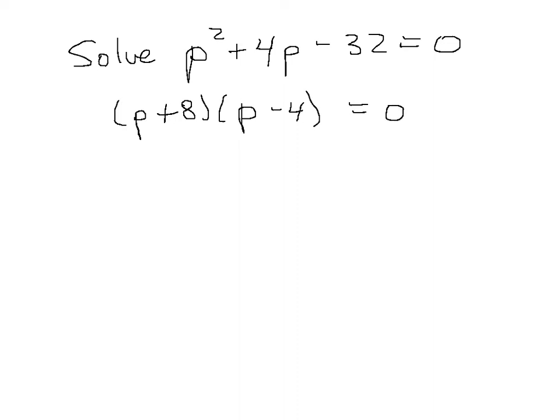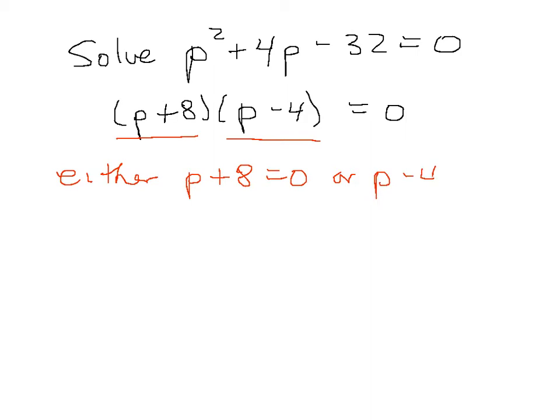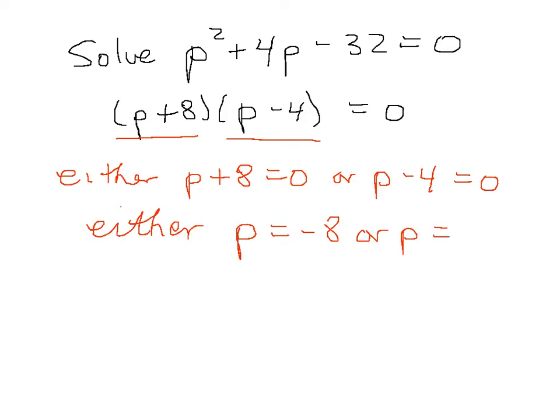and that has to equal 0. So the only way that can equal 0 is if either this is 0 or this is 0. In other words, either p plus 8 is equal to 0 or p minus 4 is equal to 0. And so my solution is either p equals minus 8 or p is equal to 4.